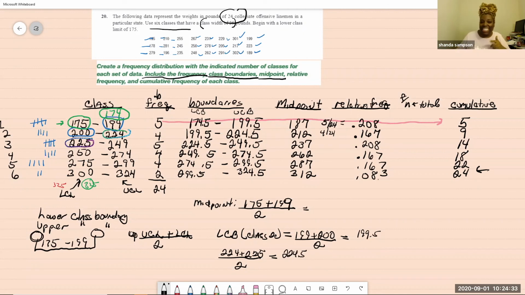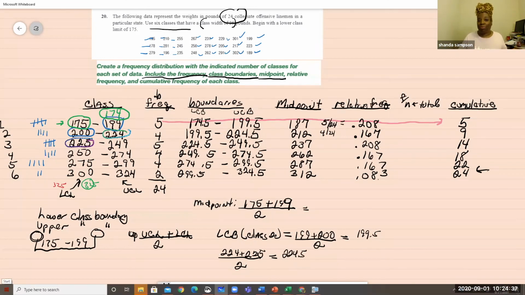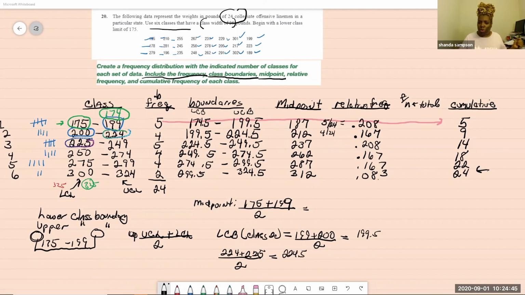So that's what we did today. We did some class boundaries. We did some frequency. We did some midpoints. We did some relative frequency. We did some cumulative frequency. We was just frequent with it.